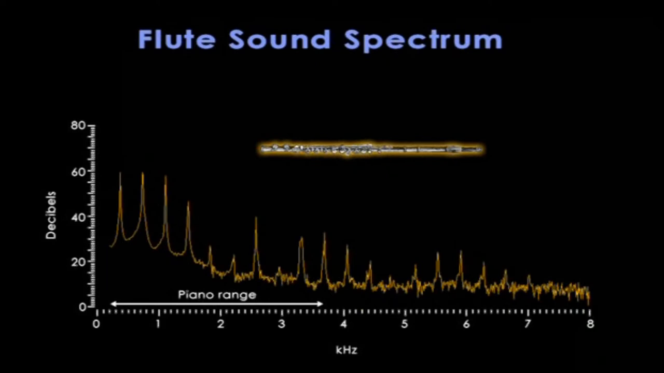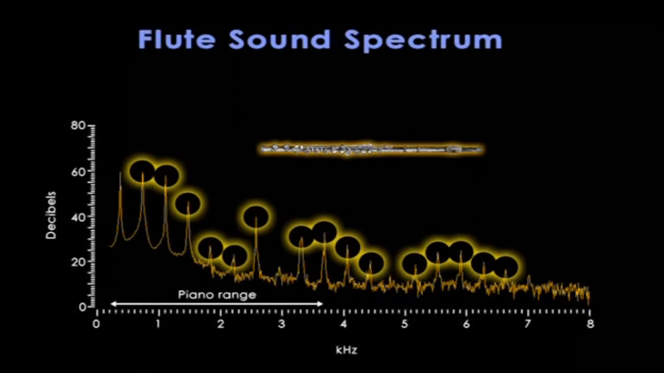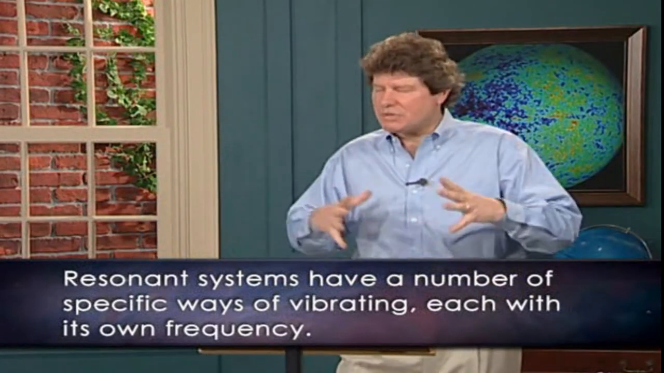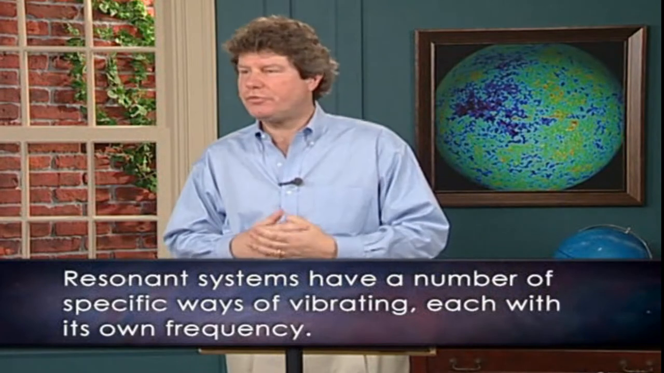Now, in the case of this musical note, there is a very clear pattern made from a set of almost pure tones. There's a strong fundamental, which our ears hear as the primary pitch, and a set of higher harmonics. This is, in fact, typical of many resonant systems. They have a number of specific ways of vibrating, each with its own frequency. Resonant systems are things like stretched strings and columns of air in musical instruments, or objects with well-defined boundaries, like a wine glass or a drum skin.